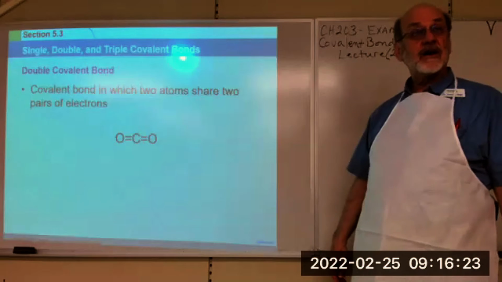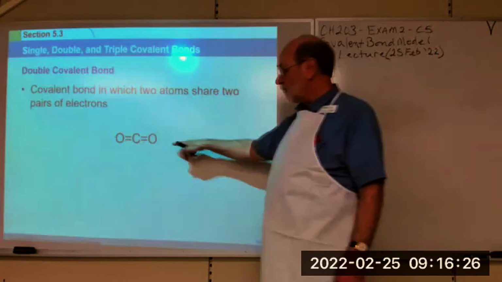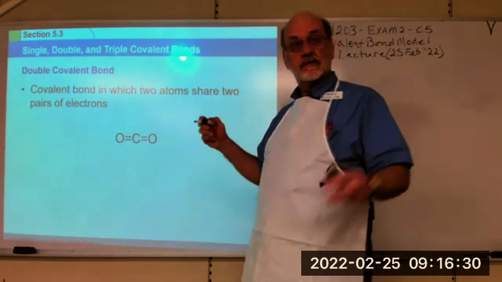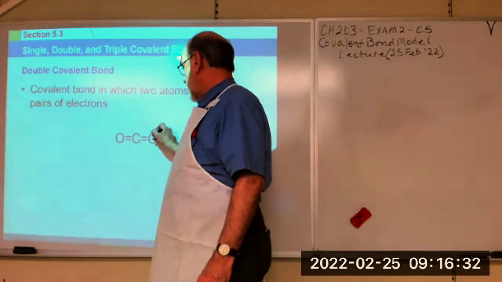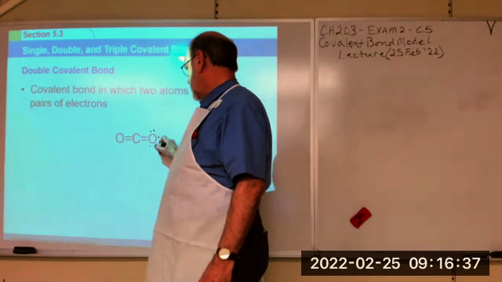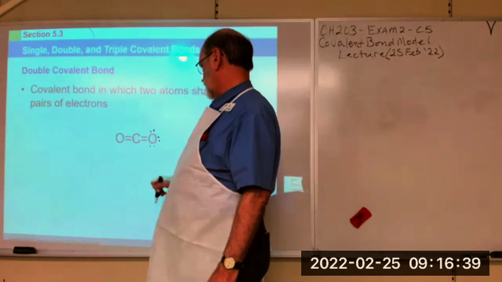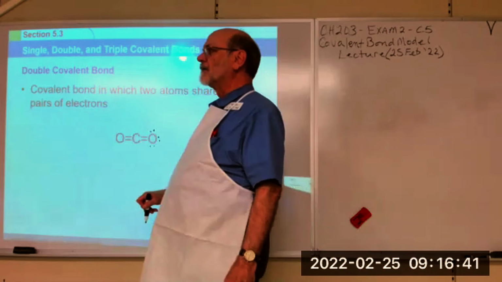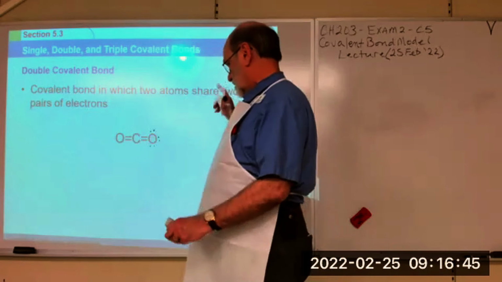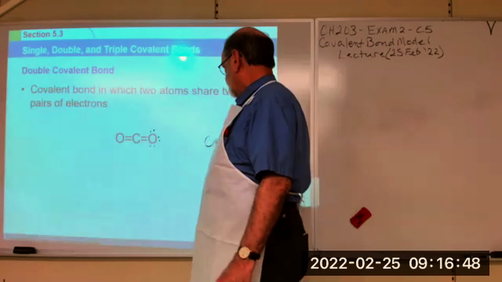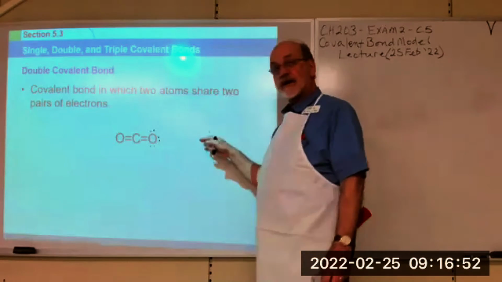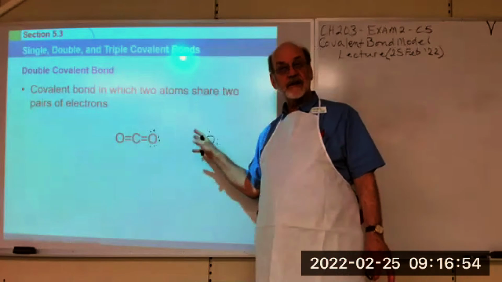Double bonds, carbon dioxide. Oxygen tends to form 2 bonds. Why? Because it has 1, 2, 3, 4, 5, 6. Well, let's do it this way. Normally it would be like this, like that, like that, like that. So now it has 6 electrons in its valence shell.